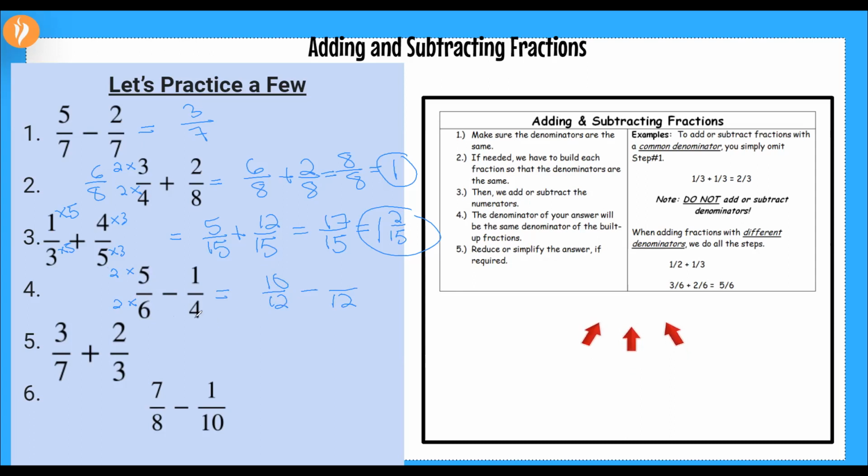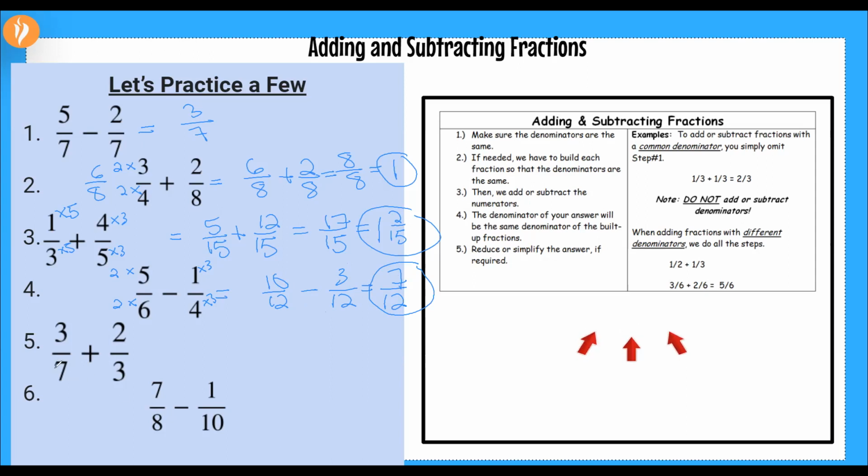And then how do we get from 4 to 12? We multiply by 3. Whatever we do to the bottom, we do to the top. So 1 times 3 is 3. Now we're ready to subtract. Our denominator stays at 12. 10 minus 3 is 7. 7 and 12 have no common factors, so that's our final answer.